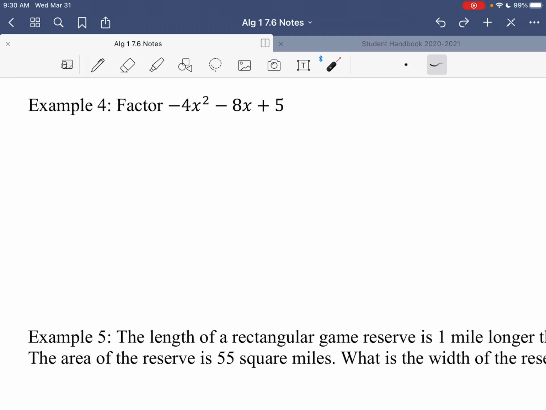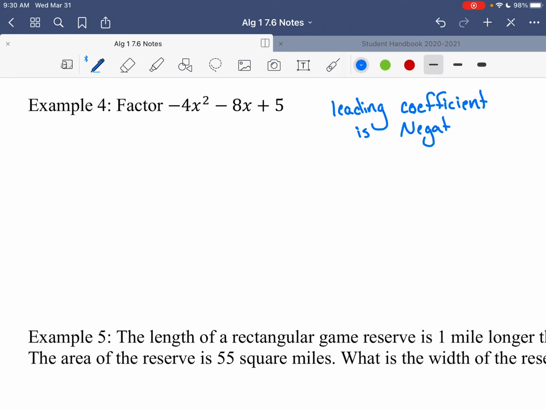So if your leading coefficient is negative, factor it out. Okay, what I mean by that is I'm going to factor a negative 1 out of all of these.